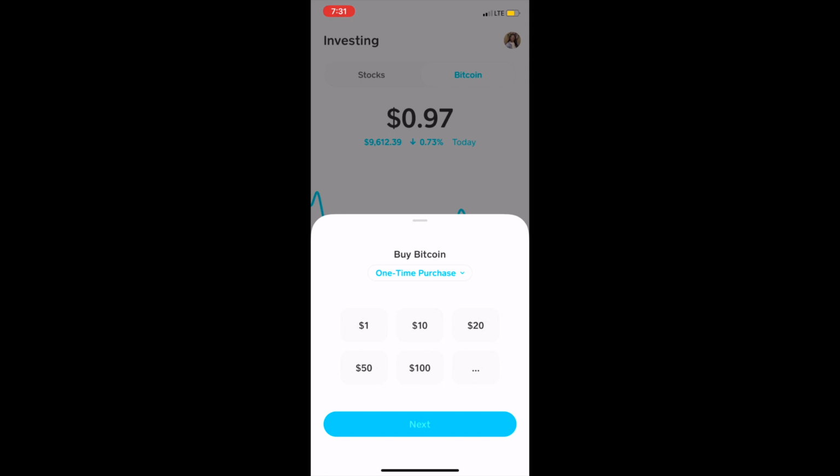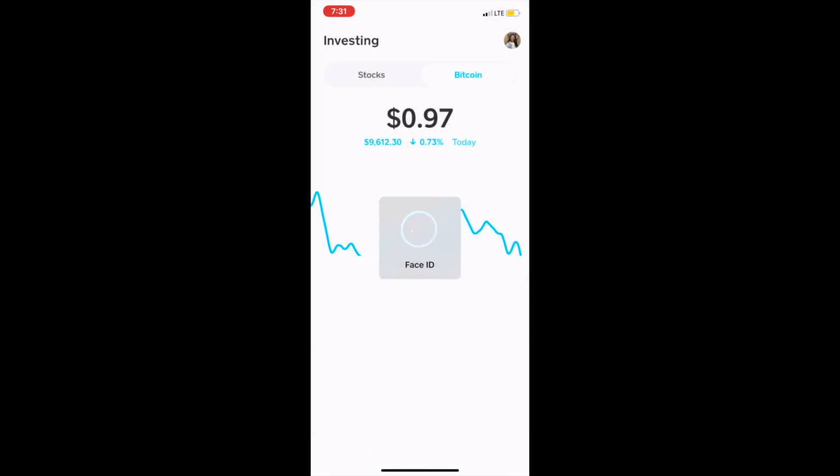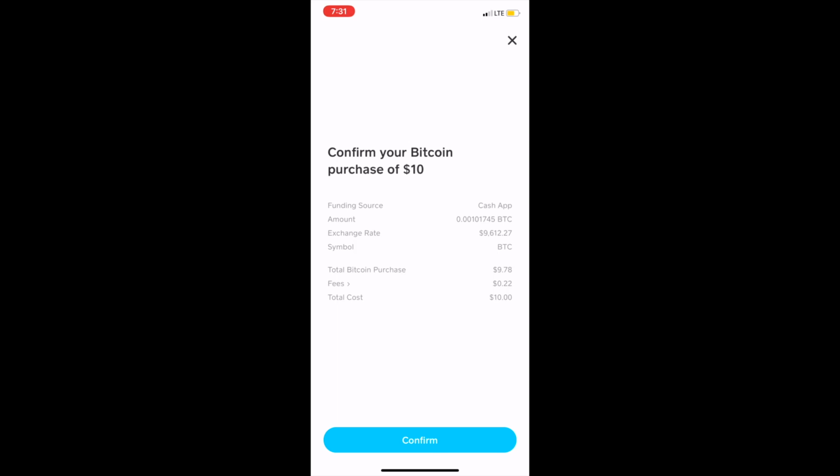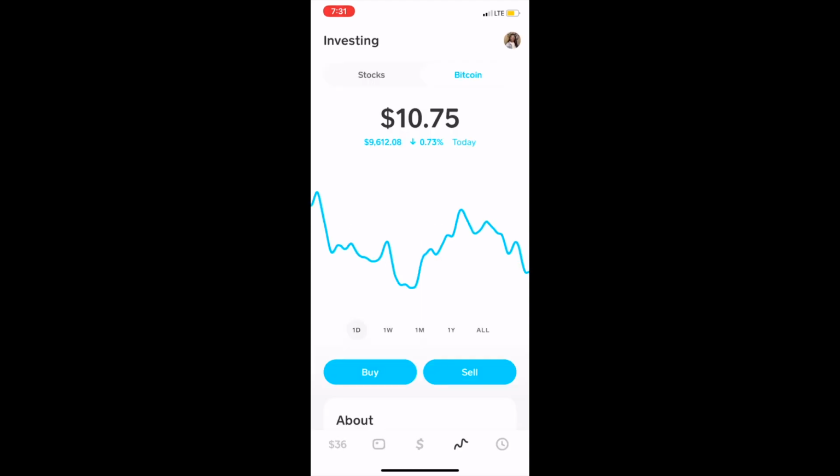So let's say I wanted to buy $10 of Bitcoin at a one-time purchase. It'll take my Face ID, confirm my purchase, so I can see I'm going to pay 22 cents in fees. The total cost is going to cost me $10. And then I press confirm. And boom, I have purchased this much of Bitcoin. And I press done. And it'll show me I have $10.75.